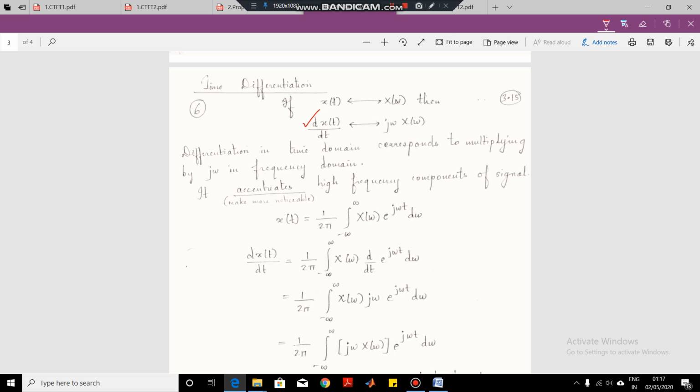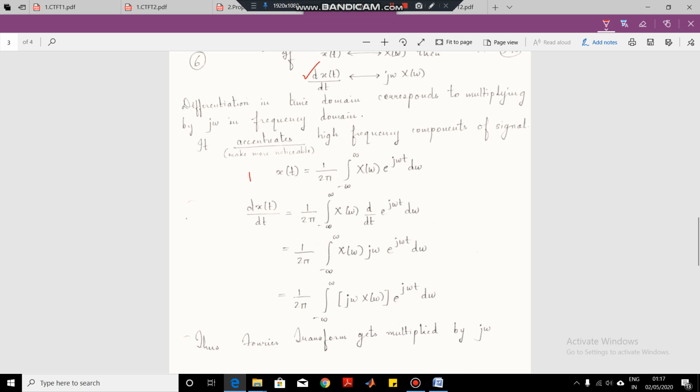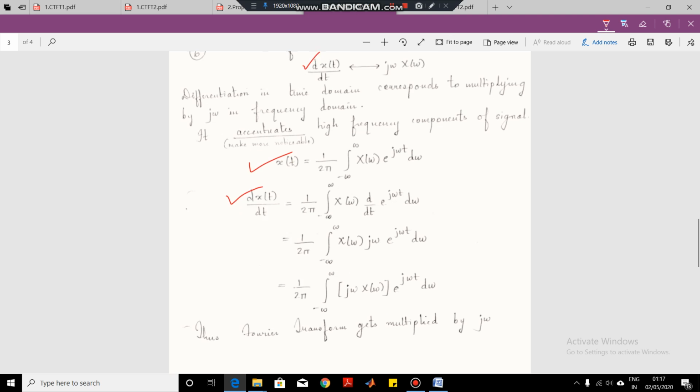To prove this property, let us start with the inverse Fourier transform equation. Let us take the derivative of this equation with respect to t. When we take the derivative with respect to t, the derivative of e raised to j omega t is j omega into e raised to j omega t, because the derivative of e raised to ax is a into e raised to ax.